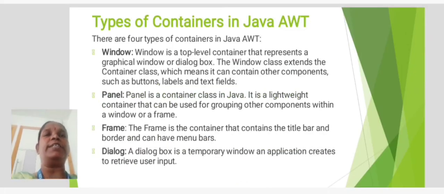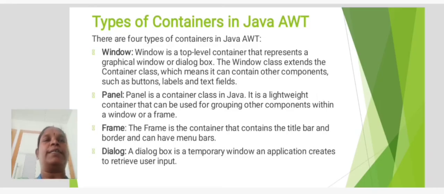Types of container in Java AWT. There are 4 types of container in Java AWT. First one is window. Window is a top level container that represents a graphical window or dialog box. The Window class extends the Container class, which means it can contain other components such as buttons, labels and text fields. Panel is a container class in Java. It is a lightweight container that can be used for grouping other components within a window or frame.